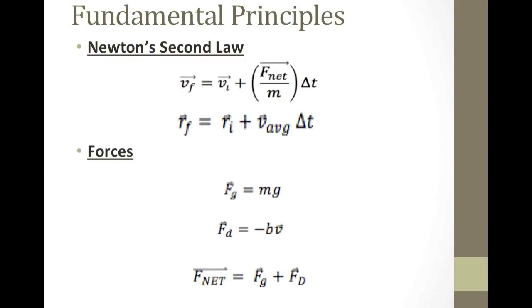The fundamental principle that we will be using is Newton's second law, and I will be using it in two forms, which you see here. V final is equal to V initial plus F net divided by mass times delta T, and then the position form, which is R final is equal to R initial plus V average times delta T. The forces that I will mainly be focusing on are gravitational force and the drag force, and the net force is those two forces added together.